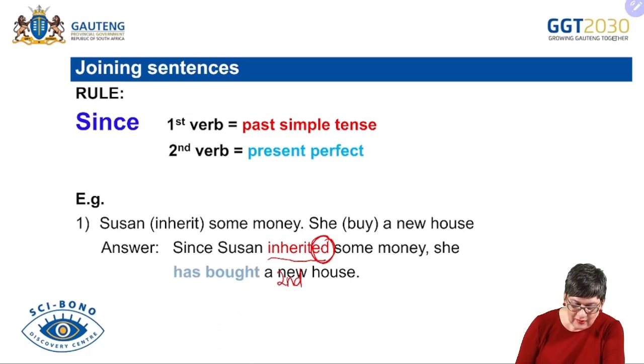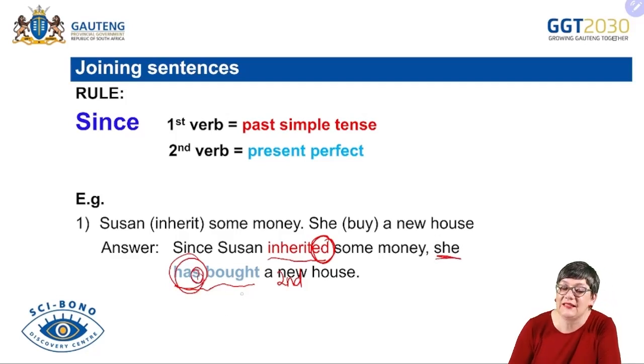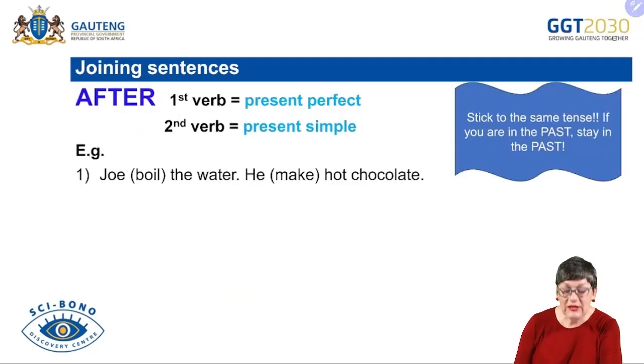she has bought. Can you see there? There is my present perfect tense. There's my has. She is singular. I need to have an s here, that's has, and bought is a perfect tense. All right. Since Susan inherited, remember that, past simple tense. And the next verb, we say has bought. Right. Let's look at after.